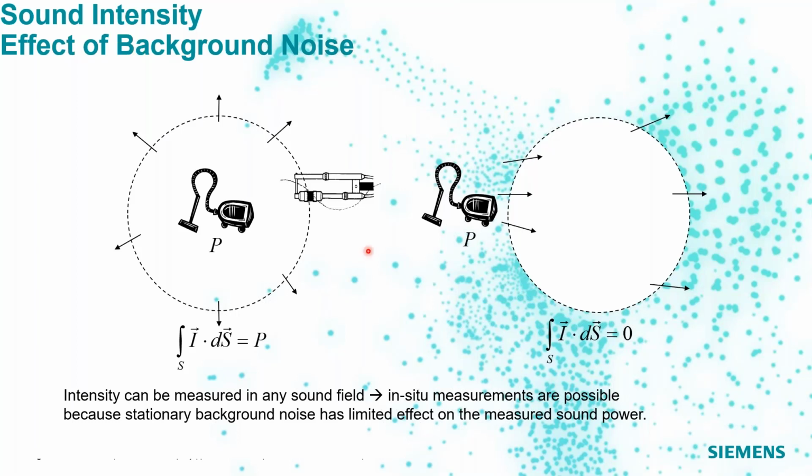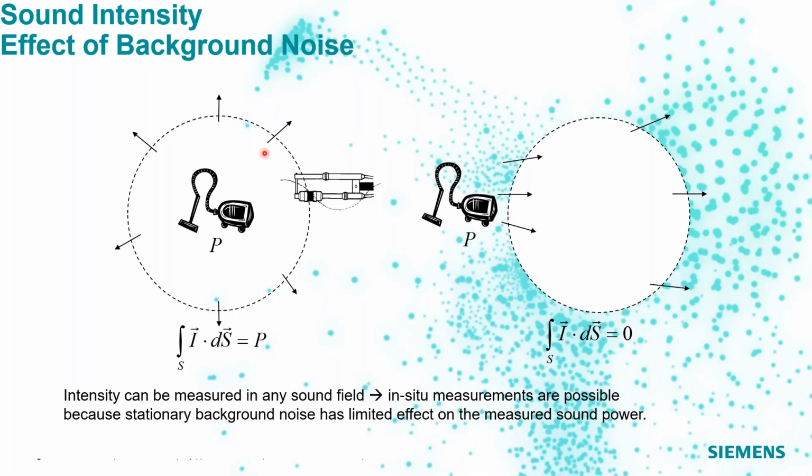Suppose you are measuring, say, the vacuum cleaner that we had, and it is radiating sound all around. If you measure the sound intensity along the surface and along the surface area, and if you take the summation of the intensity times the area, you can get the sound power from it, shown by this uppercase P.